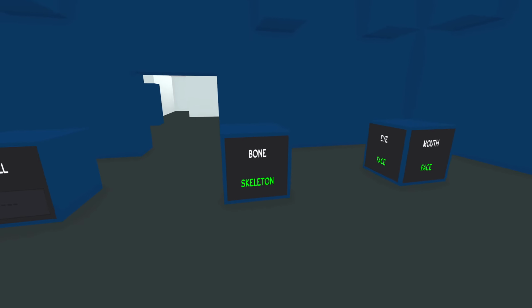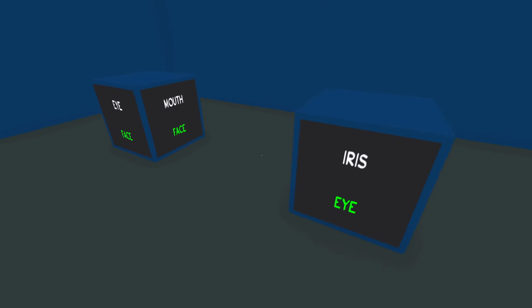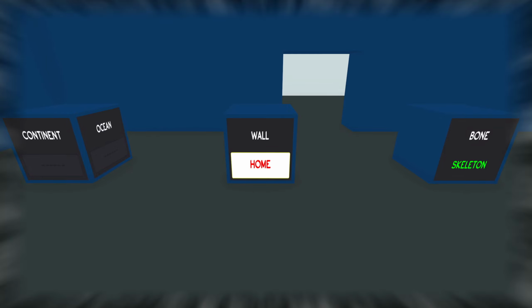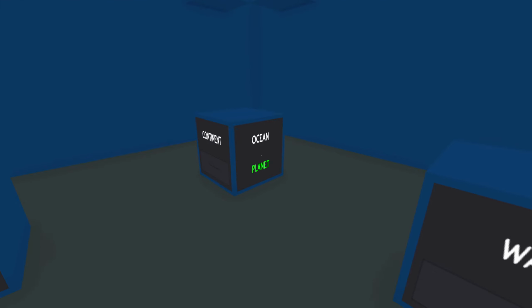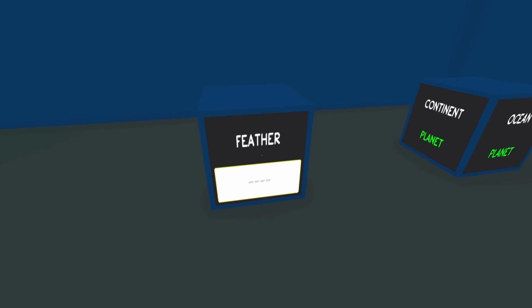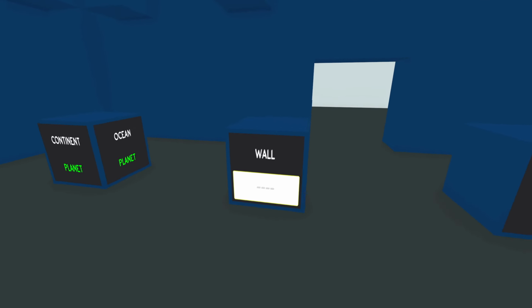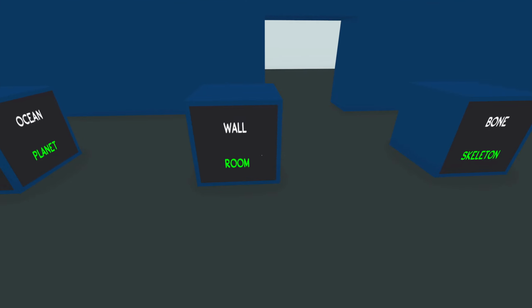Okay, so blue below, bone gets bigger. Bone is a part of a skeleton. Eye is part of a face. Mouth is part of a face. Iris is part of an eye. A wall is part of a home, part of a flat. Ocean is part of a planet. Continent is part of a planet. Feather is part of a bird. What's a wall part of that isn't just building? Room? There you go.